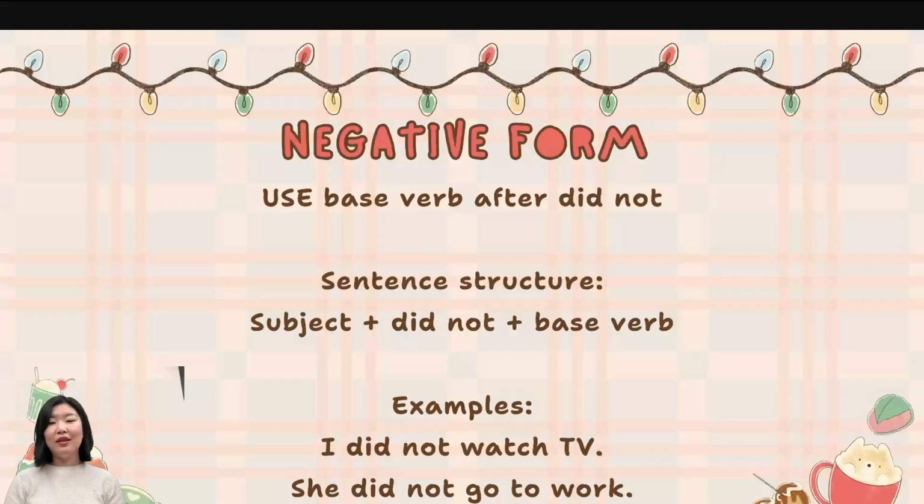So let's take a look at the sentence structure. First, you always want to start your sentence with the subject, and then did not and the base verb. For example, you would write, "I did not watch TV." Do you see that there's no -ed at the end of watch? So make sure that you do not add -ed or d with the negative form. The second example says, "She did not go to work." You see that go did not change into went, so it's "she did not go." Go is the base form of the verb.